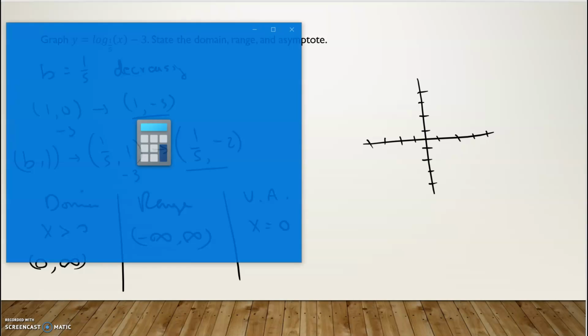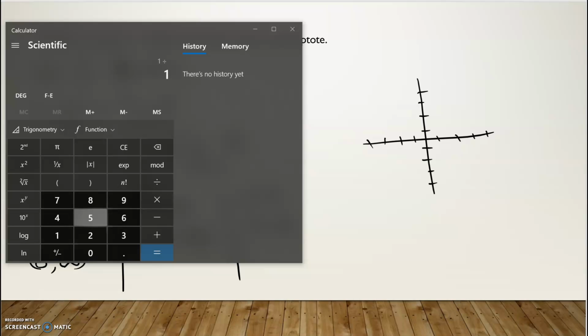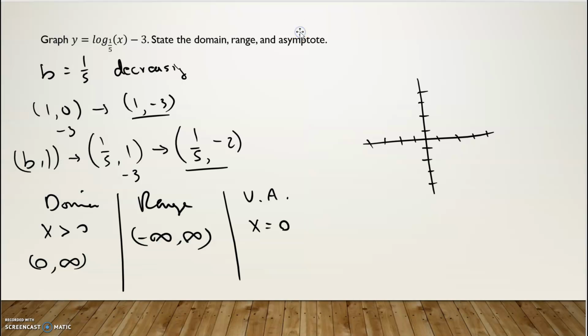And 1/5, that's a 0.2. Let me show you on here. So 0.2, so a little bit past 0. So 1, -3, that would be about here. And then 1/5, -2. So that's going to be about here. Okay, and we are decreasing. Let's go ahead and get our vertical asymptote. X is equal to 0. It'll look something like this right here.